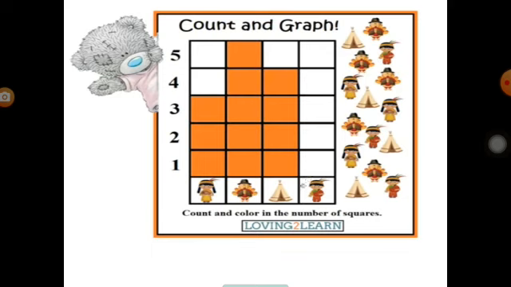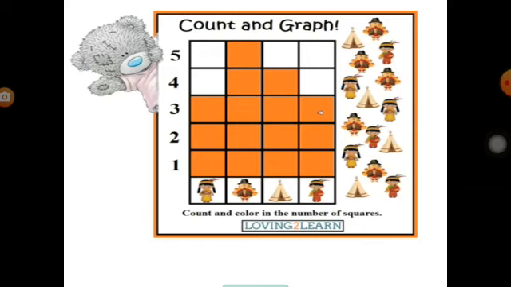So we go to our last one. Native American boys. Count with us. 1, 2, 3. Looks like 3. So we come over to our graph and we color in 3 squares. 1, 2, 3. Oh, Teddy says, we did it, we did it. We filled up the graph.